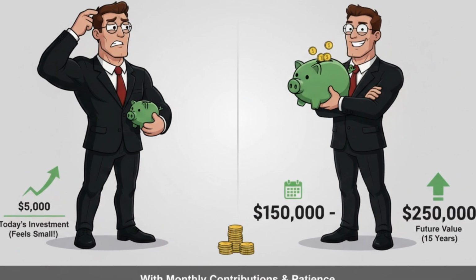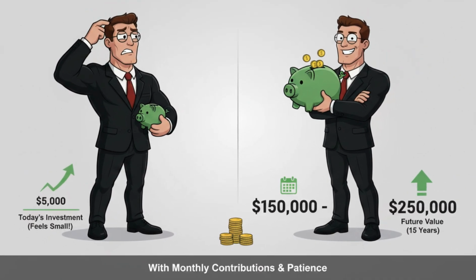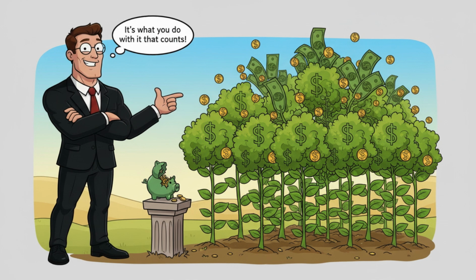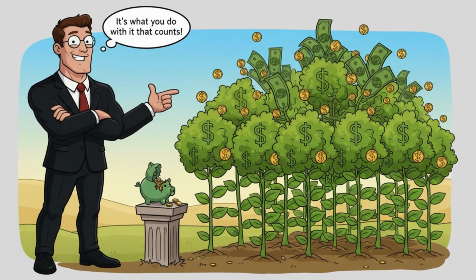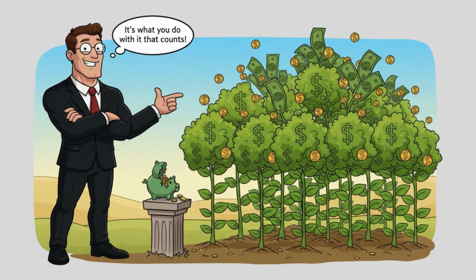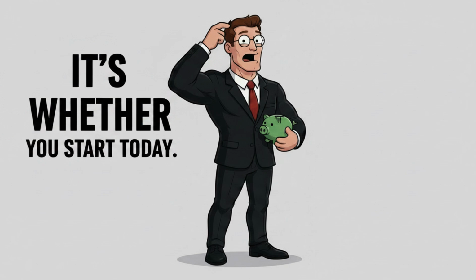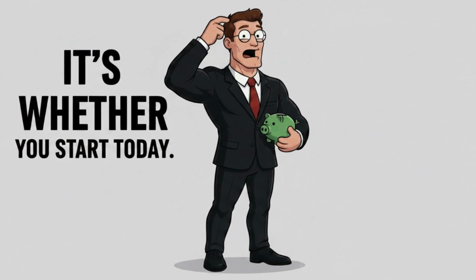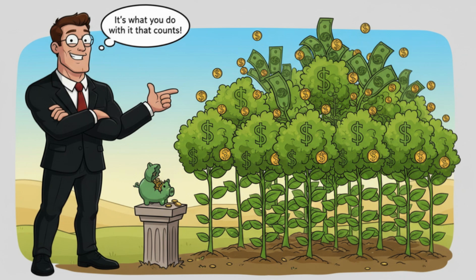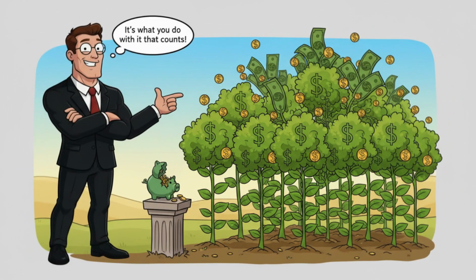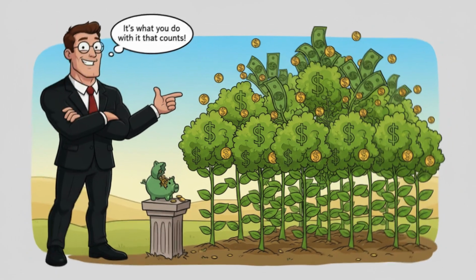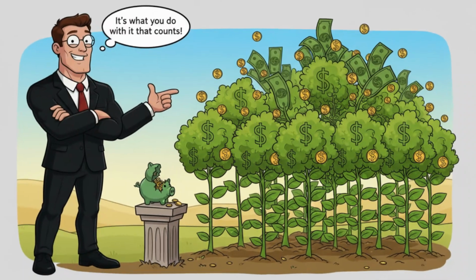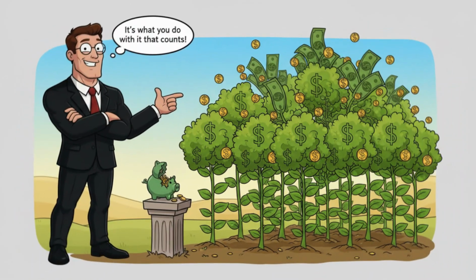Final message, compound interest isn't magic, but when you combine it with time and consistency, it feels like magic. $5,000 today might feel small, but with monthly contributions and patience, it can realistically grow into $150,000 to $250,000 in just 15 years. The most important decision isn't how much you start with, it's whether you start today.